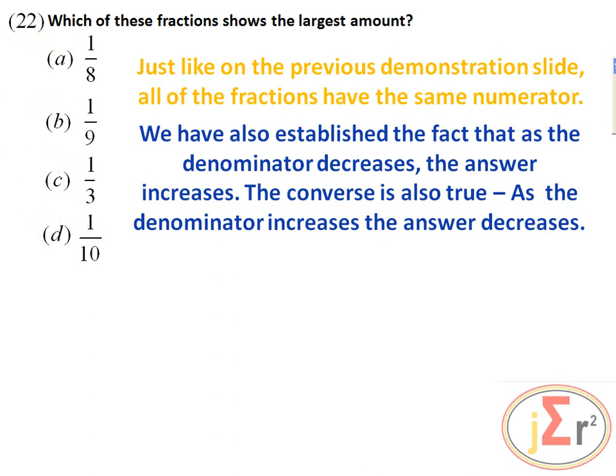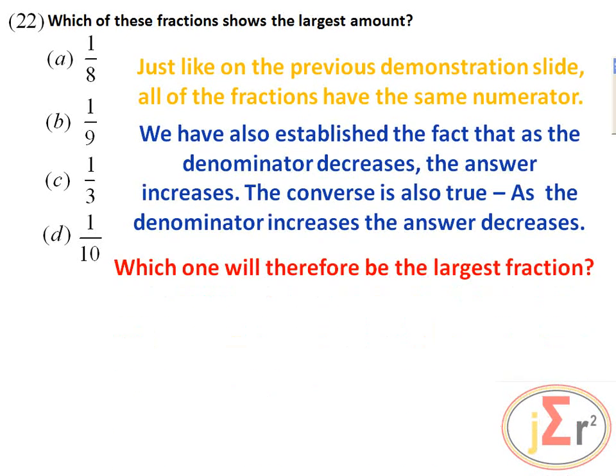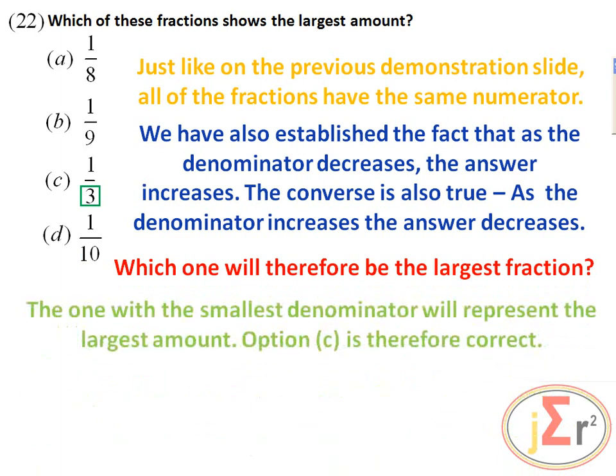Therefore, which one is the largest amount? It has to be the one that we divide by the smallest number. Which one will therefore be the largest fraction? The largest fraction is represented by what option? C. Right, so the largest one will have the smallest denominator. The one with the smallest denominator will represent the largest amount. Option C is therefore correct.